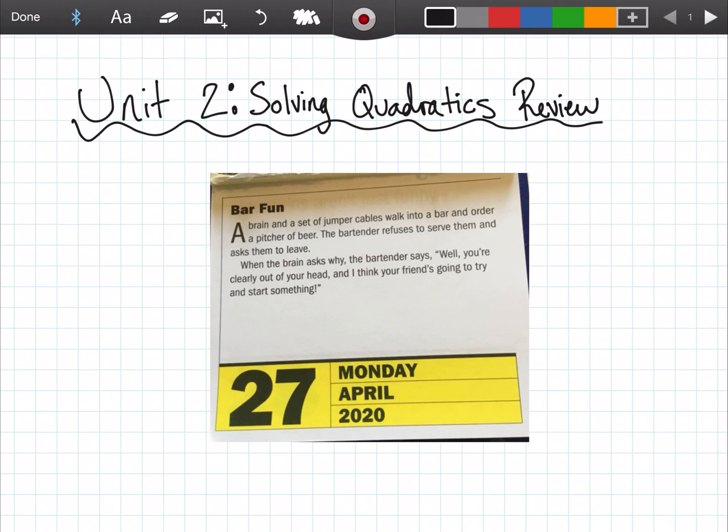Unit 2, Solving Quadratics. I'm hoping this review is the most memorable and easiest for you because we've been working with solving quadratics for so long. Also, this is the most important unit of the year. If you go to Sec 3 and you don't know how to solve quadratics, then I look bad and I just can't have that. So we got to hit it again.